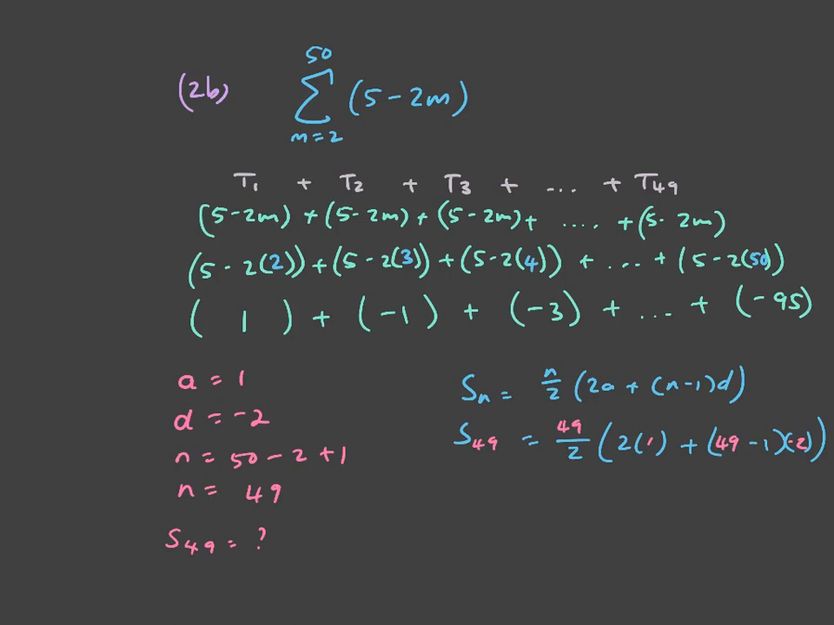Alright, so the sum of the first 49 terms is 49 divided by 2, times 2 plus 48 times minus 2. You can just put this all in your calculator. Then you get minus 2303, minus 2303.